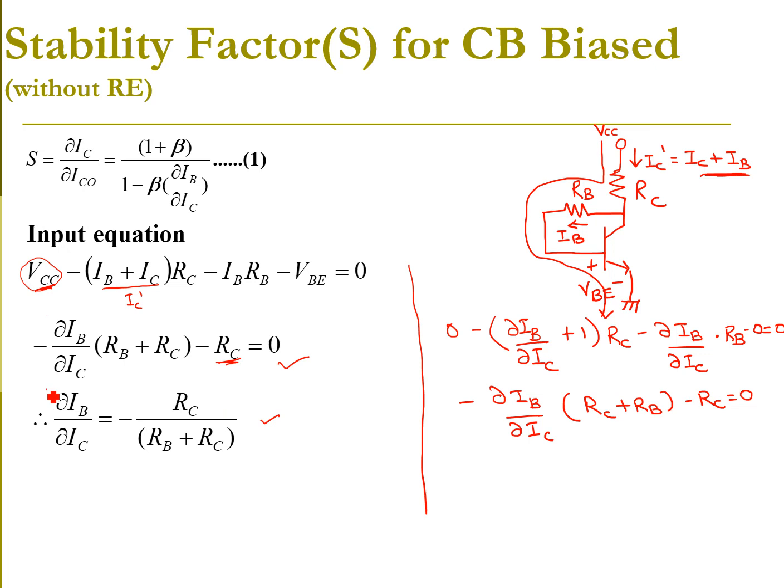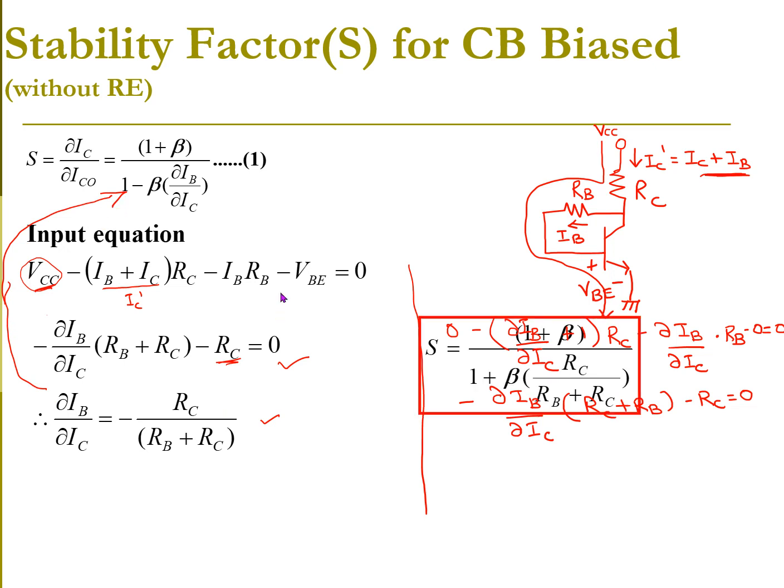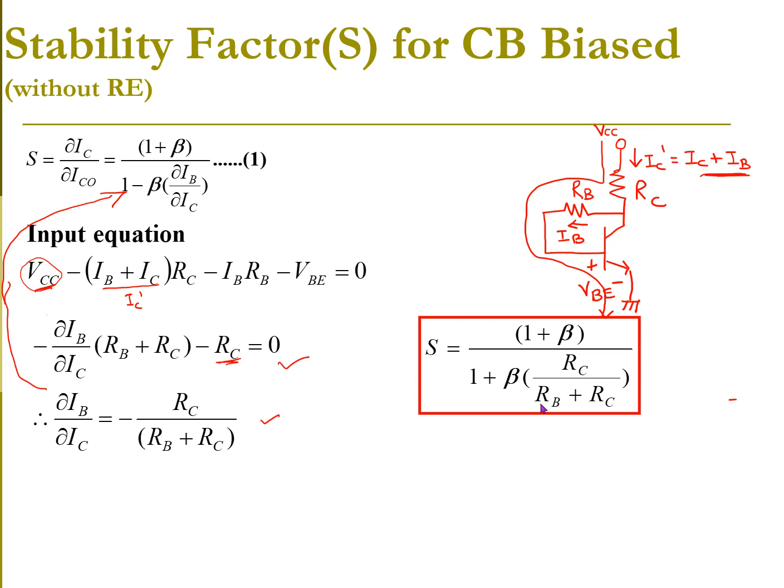Substitute this equation of del IB by del IC in equation 1. We get the stability factor of collector to base bias circuit as 1 plus beta upon 1 plus beta RC upon RB plus RC. You're just substituting this equation in equation 1. So you get the stability factor.